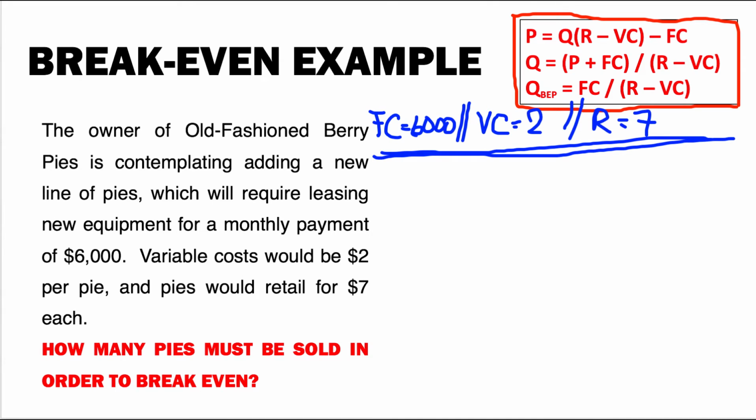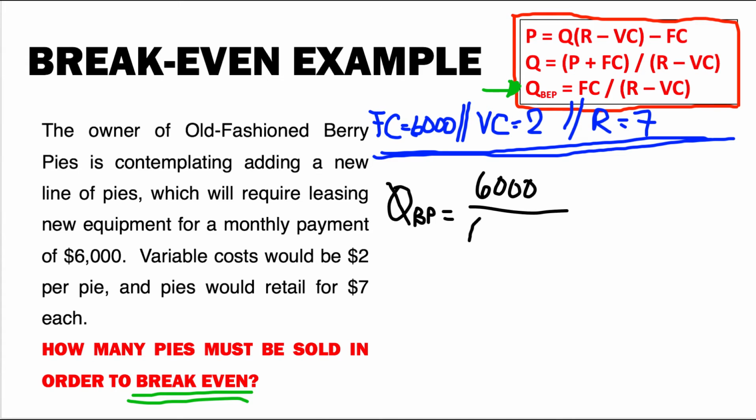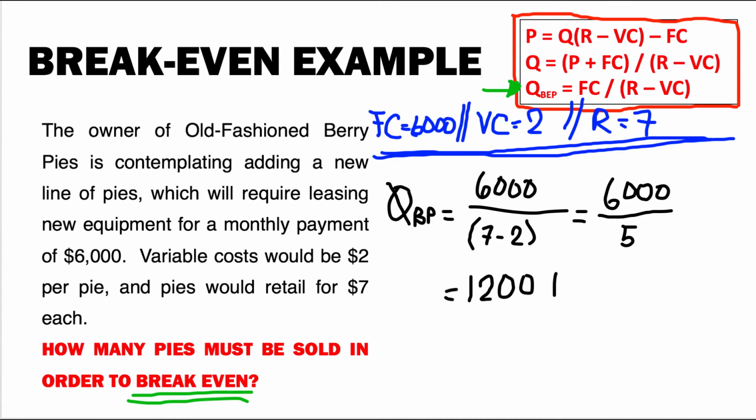The question asks us how many pies must be sold in order to break even. And because we're looking at a break-even point, looks like we'll be using the break-even formula. All right, so let's start building the formula. We're searching for the quantity of the break-even point, which equals 6,000 over 7 minus 2. That gives us 6,000 over 5. And so the answer to this question is 1,200 pies. So in order to break even, where total cost equals total revenue, we need to make 1,200 pies a month.